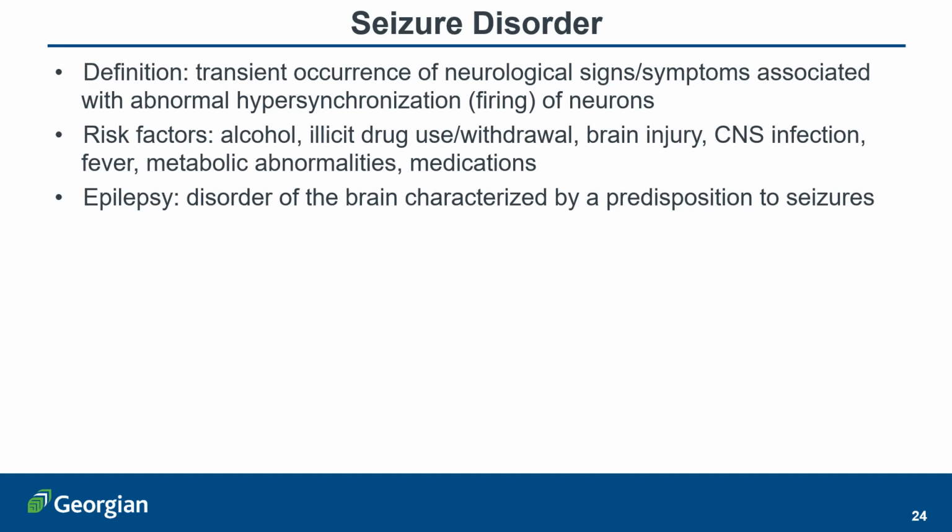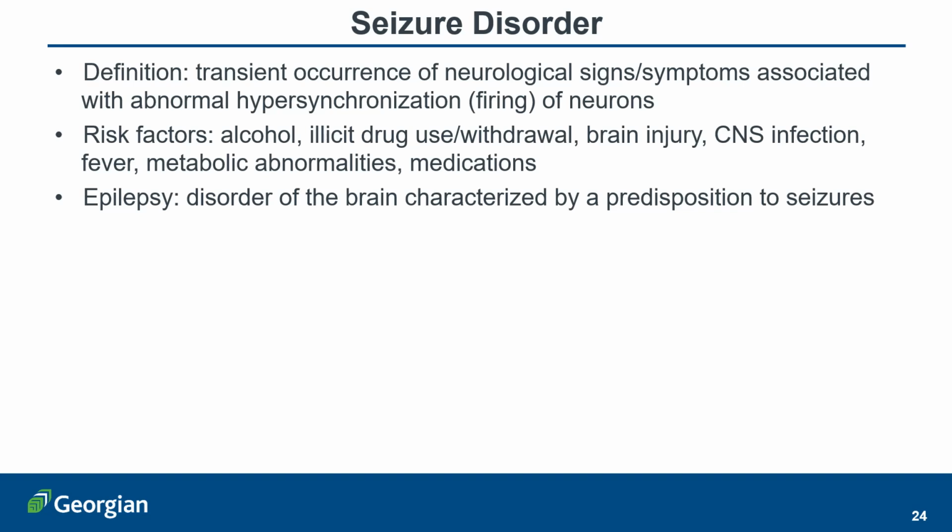Let's move on to seizure disorders now. The definition of a seizure disorder is a transient occurrence of neurological signs and symptoms associated with the abnormal firing of the neurons. Most specifically, it is the hypersynchronization of the neurons, which means that all the neurons, or many neurons, are firing at the same time, which would be unusual in the case of a normal functioning brain.